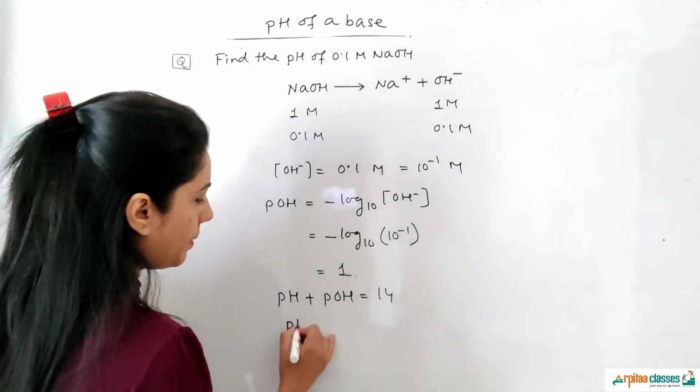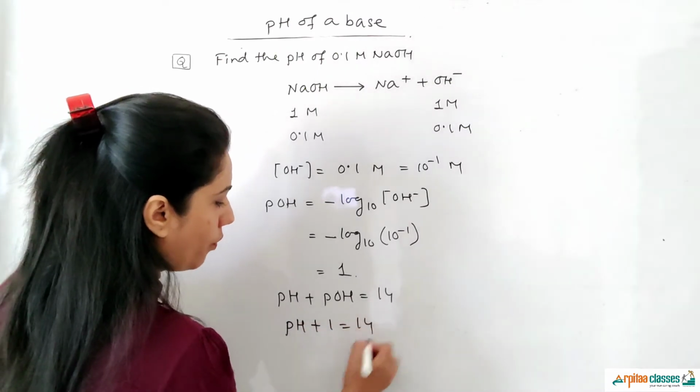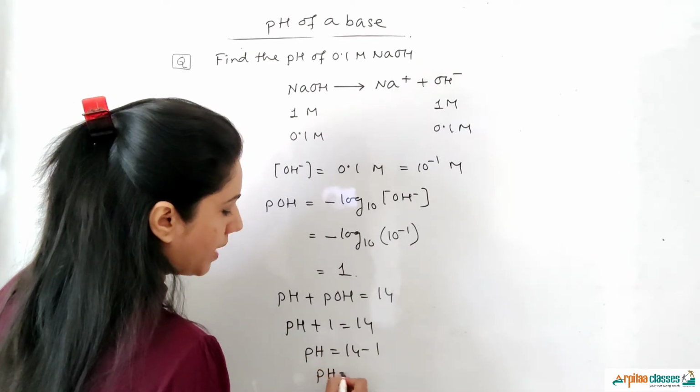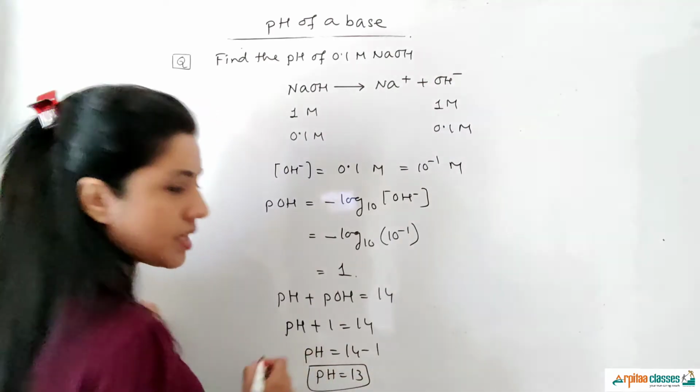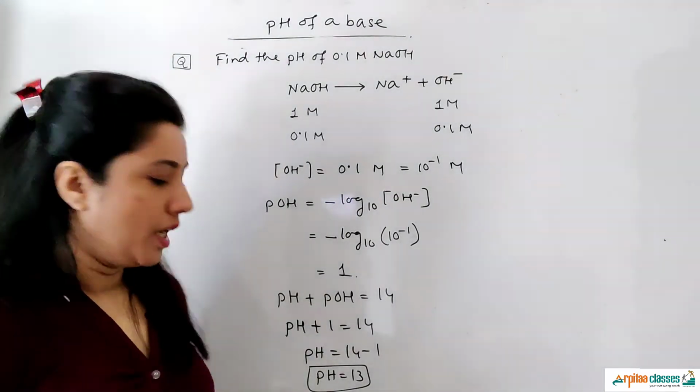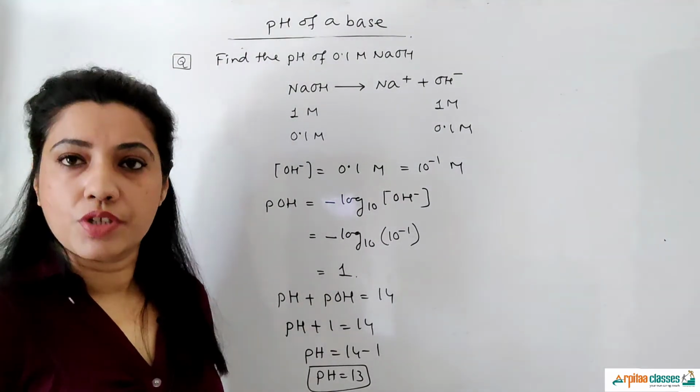Okay, so now put it here: pH plus 1 is equal to 14. Therefore, pH is equal to 14 minus 1. The value for pH is equal to 13. It is a basic solution, so the pH will be more than 7, and since it is a very strong base, you can see the pH is coming 13, which is quite high.